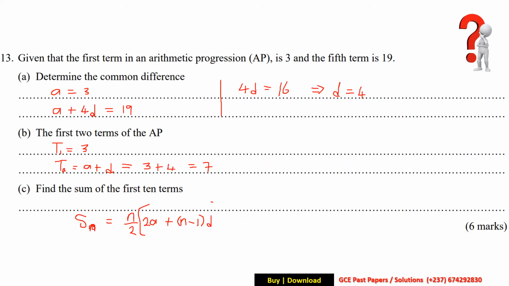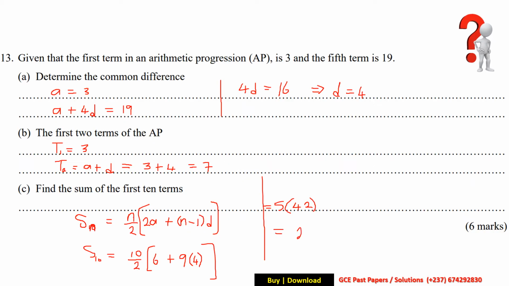So when we simplify this, our S10 will be equal to 10 over 2 into 2 times A. What's our A? Our A is 3. 2 times 3 is 6. Plus n minus 1. Our n is 10. What's 10 minus 1? 9. Times the common difference, which is 4. So that will give us 6 plus 9 into 4. When we simplify this, we have 5 into 6 plus 36. 9 times 4 is 36. Plus 6, 42. And 42 times 5 will be equal to 210. So this is the sum of the first 10 terms of this arithmetic progression.